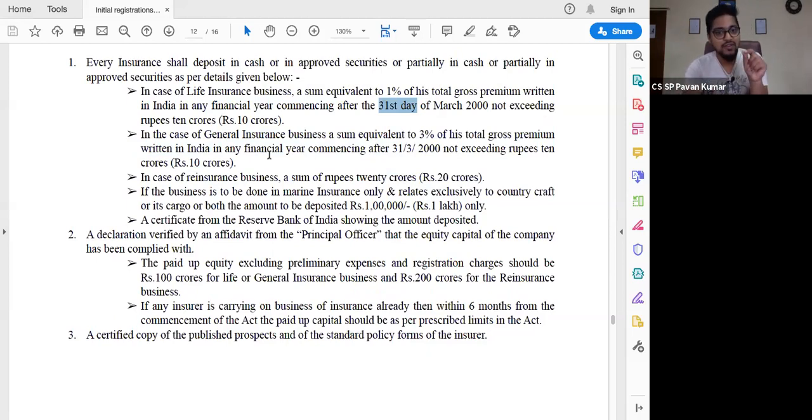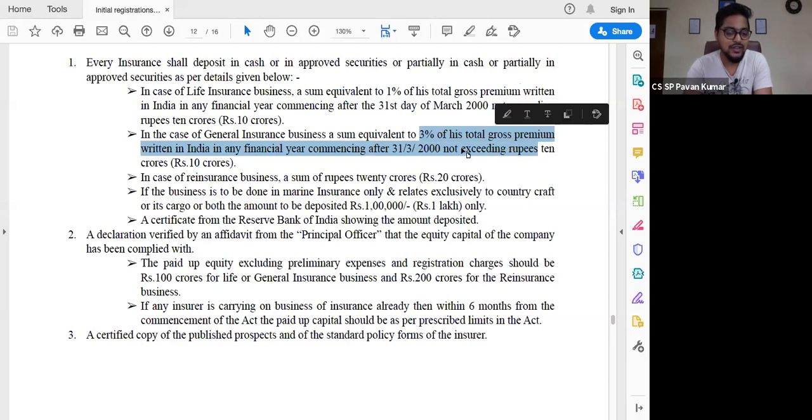So based on the type of company, if it is a life insurance, they are saying 10 crores. If you are a general insurance, they are saying again 10 crores. Or if you are a reinsurance company, they are saying 20 crores. Okay, so this is the deposit amount that is supposed to be given to the authority at the time of registration itself. They're saying 1% of the gross premium written, but not exceeding 10 crores, or 3% of the gross premium that you get, but not exceeding 10 crores. So they're giving two conditions, that or this. That amount has to be deposited with the authority.